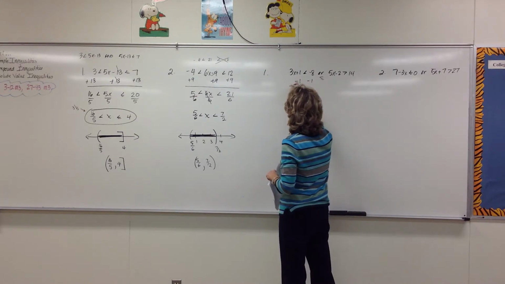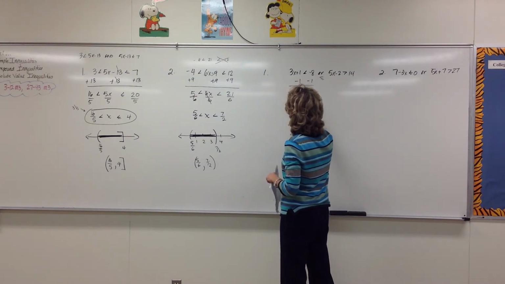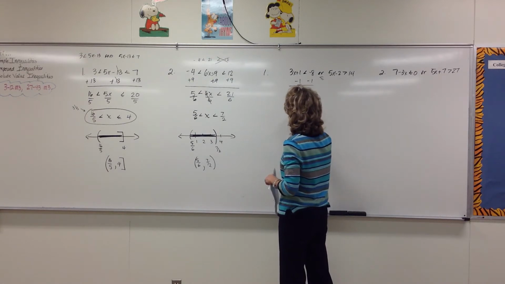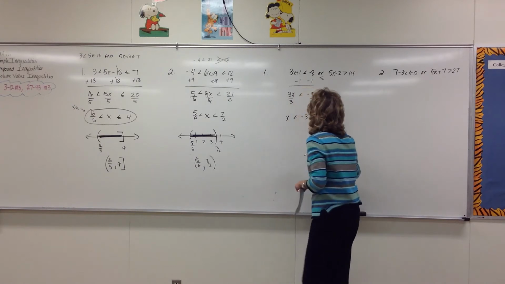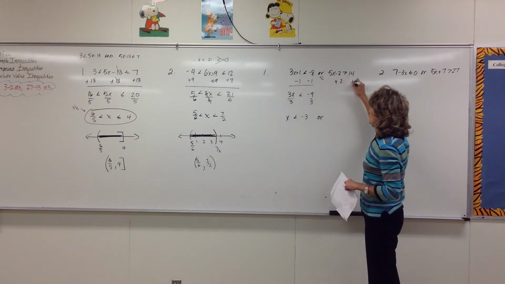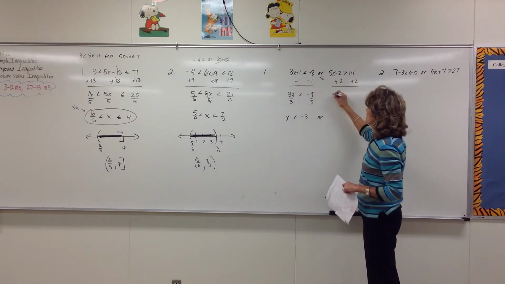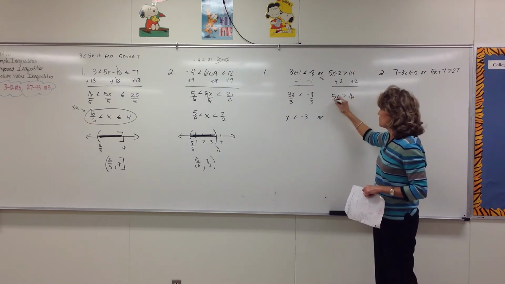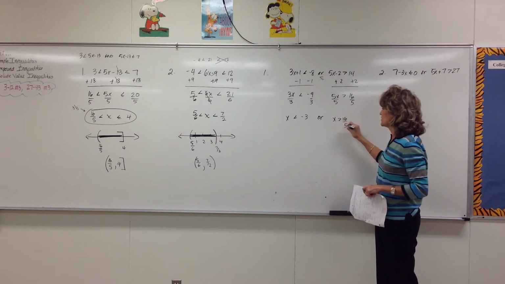So subtract 1 from both sides. 3x is less than negative 9. Then divide both sides by 3. And x is less than negative 3, or solve the other piece. Add 2 to both sides. 5x is greater than 16. And then divide both sides by 5. x is greater than 16/5.